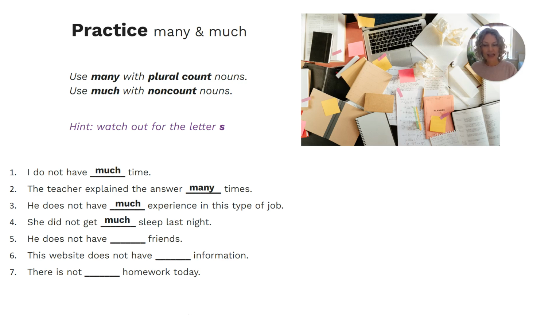Number 5: he does not have blank friends. There's an S there, so we need many. He does not have many friends. Number 6: this website does not have blank information. What kind of noun is information? It's a non-count noun, so we need much. And notice how a lot of these sentences have not. When we're using much, we often use it in negative sentences. Number 7: there is not blank homework today. Another negative with much, a non-count noun, homework.